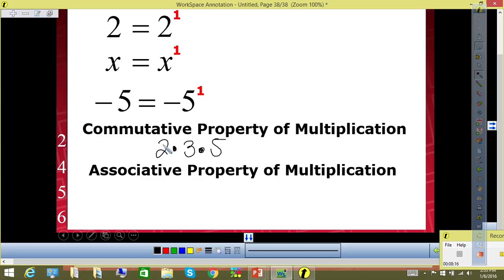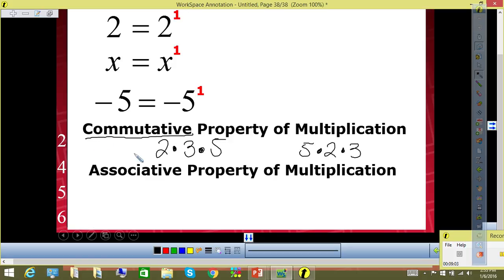Here it goes. Once again, if I change the order, so watch. I'm going to change this to 5 times 2 times 3. So what is 5 times 2? 10 times 3? 30. Is it the same as this one? Yes. So the order doesn't matter. That's why they call it commutative.